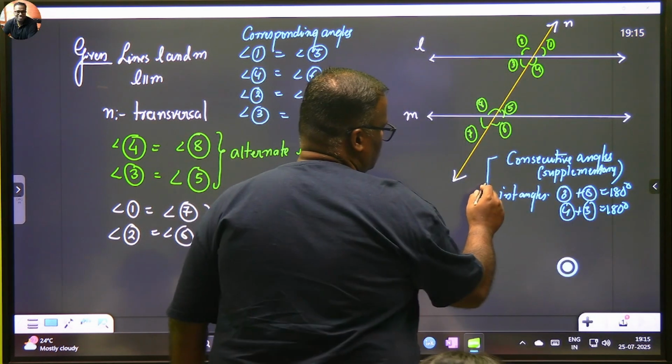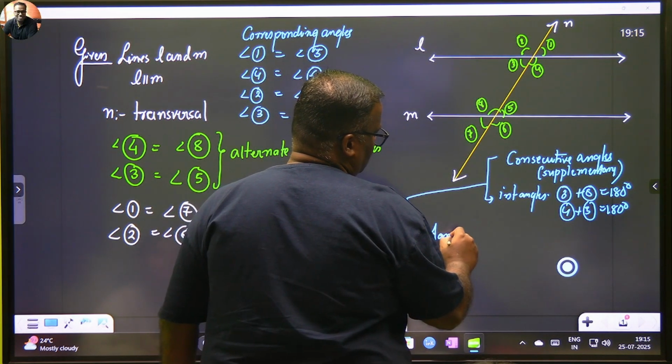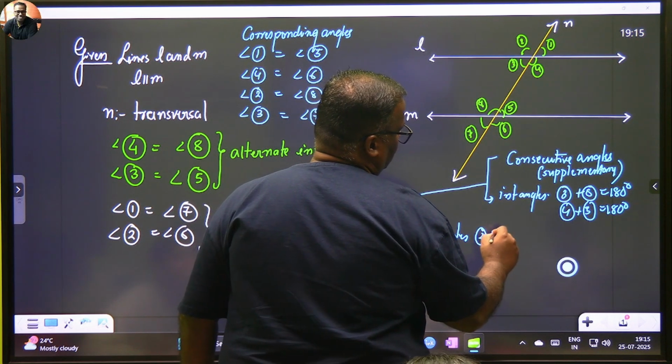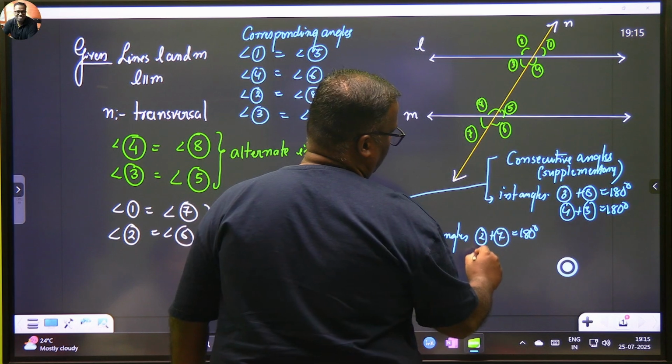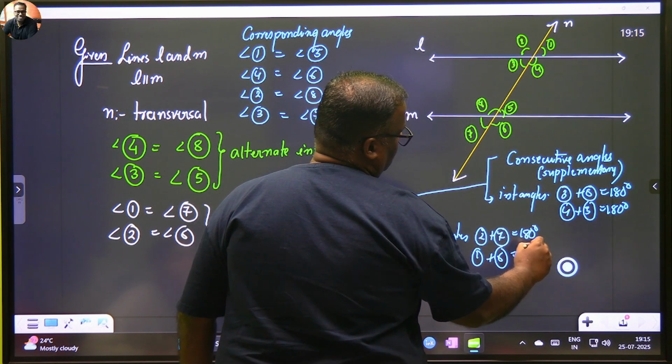So you have consecutive interior. You also have exterior angles. And in exterior, we'll say 2 added with 7 should give me 180 degrees. And 1 added with 6 should also give me 180 degrees.